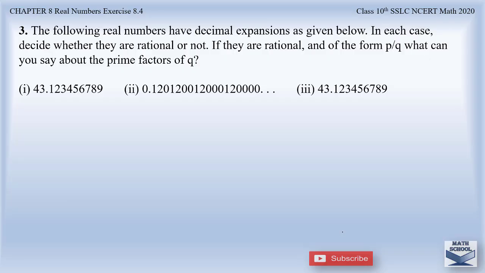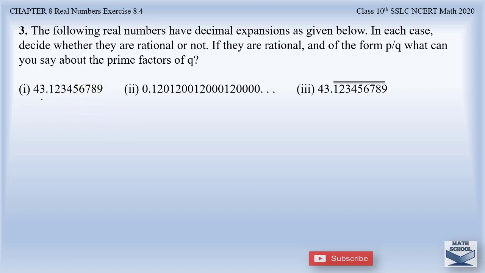Okay, now let us move to the next question, that is question number 3 in our exercise 8.4, which says: the following real numbers have decimal expansions as given below. In each case, decide whether they are rational or not. If they are rational and of the form p by q, what can you say about the prime factors of q? So first of all, we have to determine whether these decimal expansions are rational or not.